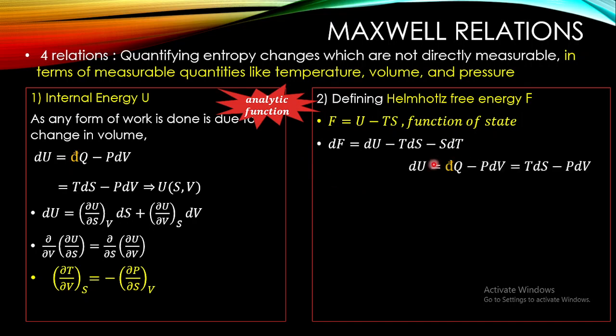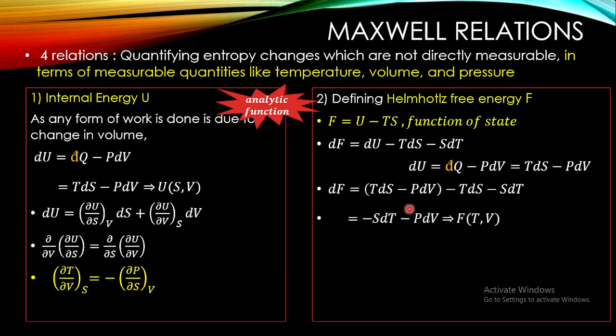And you already know dU is given by d bar Q minus P dV, or you have just seen it as T dS minus P dV. So instead of dU, I can enter T dS minus P dV. So it becomes, T dS and minus T dS cancel out. So finally you have minus S dT minus P dV, and from the earlier experience you can write it as dF is obtained as a function of temperature and volume.